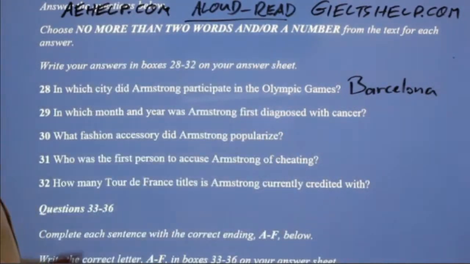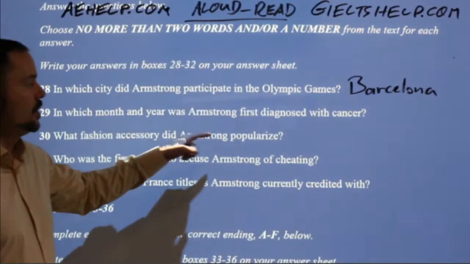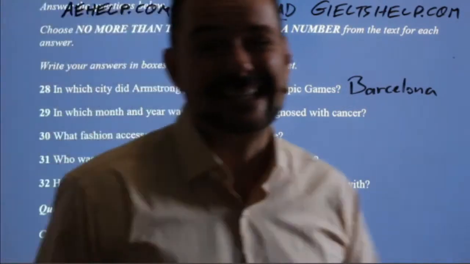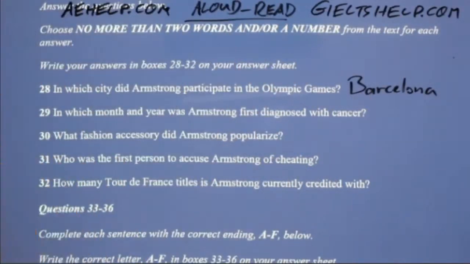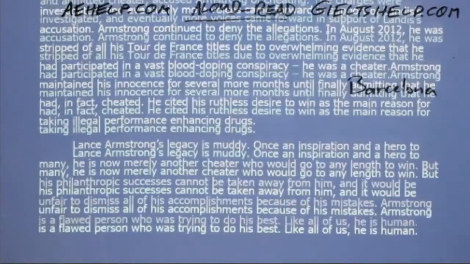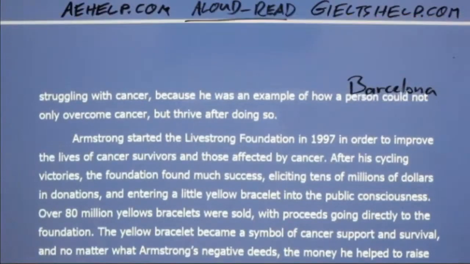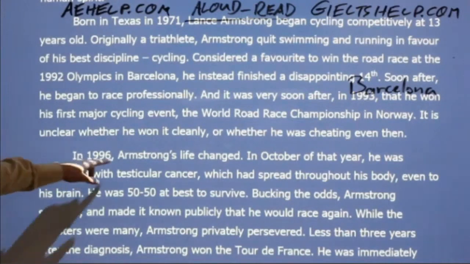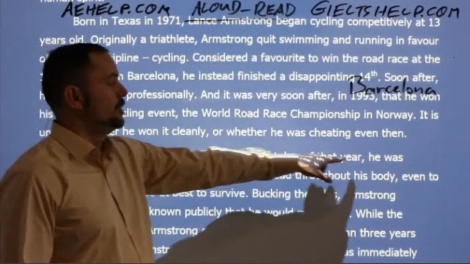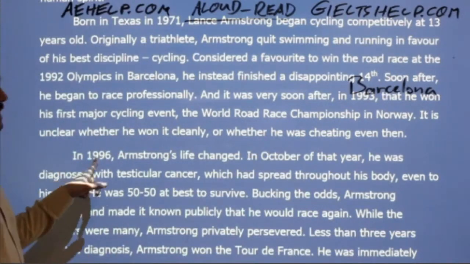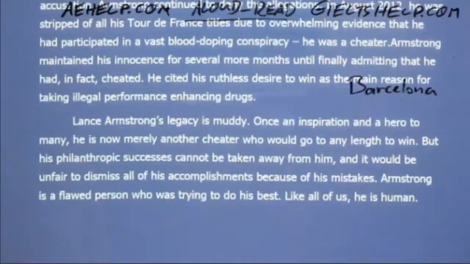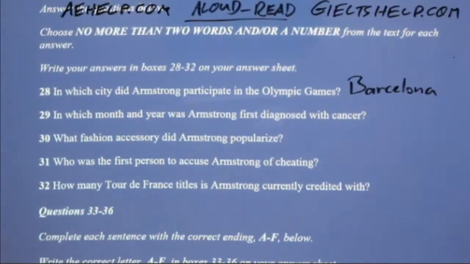All right. Number 29, in which month and year was Armstrong first diagnosed with cancer? Well, I remember it was in 1996, but I don't remember the month. Maybe August? Abhishek says October. I know where it is in the text, so it's going to be really quick for me to find it. It was right at the beginning. So here, in 1996, Armstrong's life changed. In October of that year, he was diagnosed with cancer. So 1996, October.